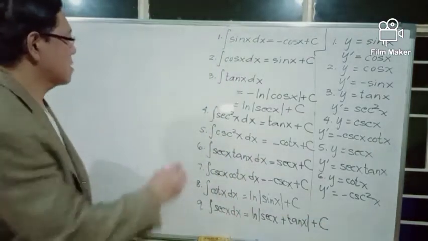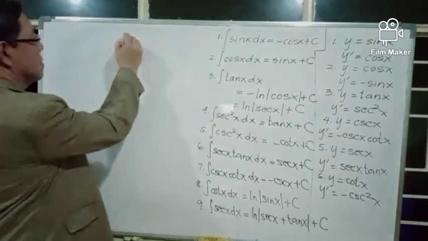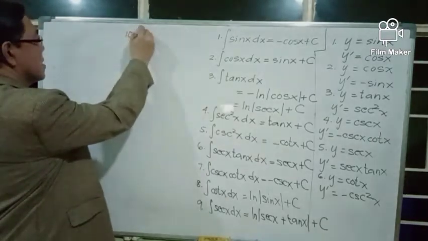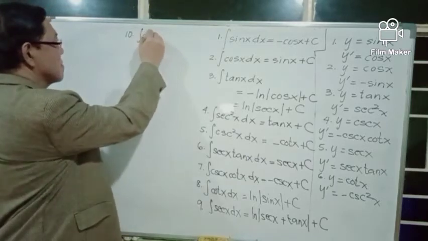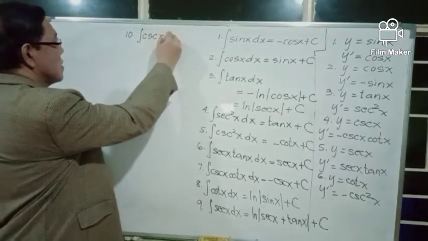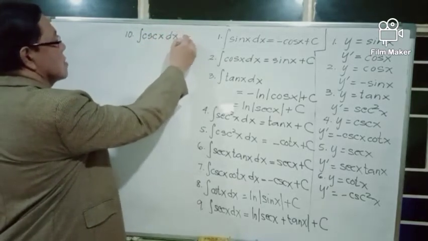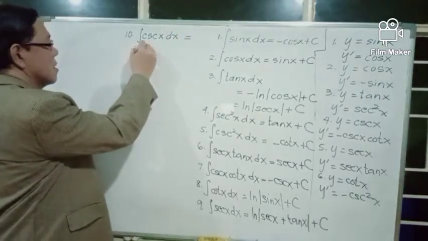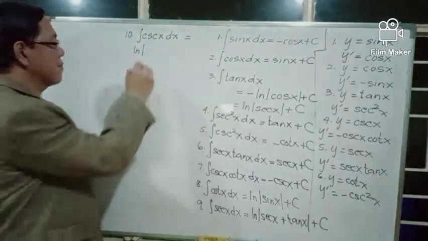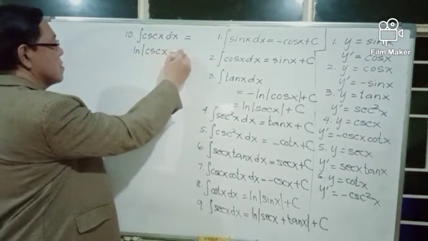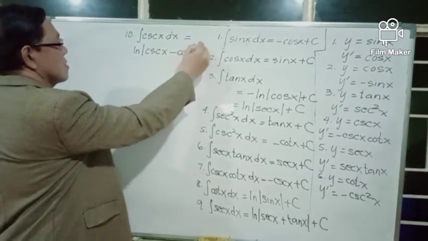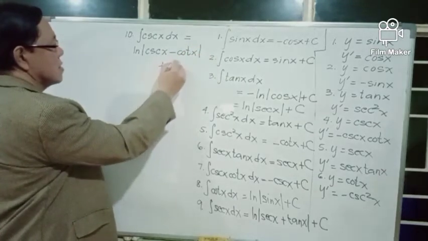And last, we have the integral of cosecant x with respect to x equals ln of cosecant x minus cotangent x plus c.